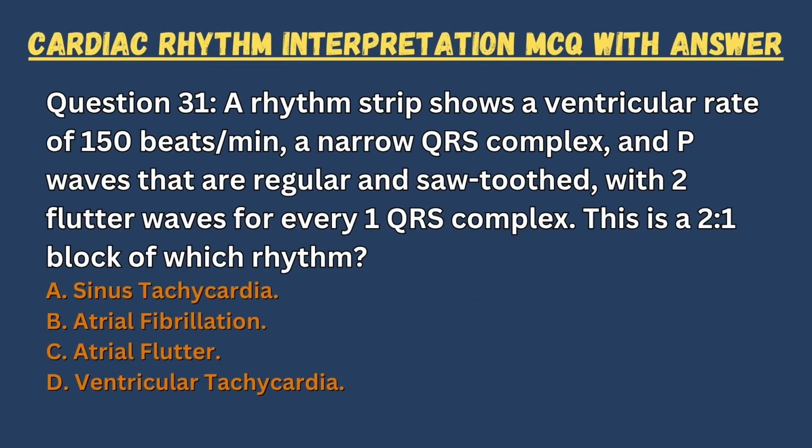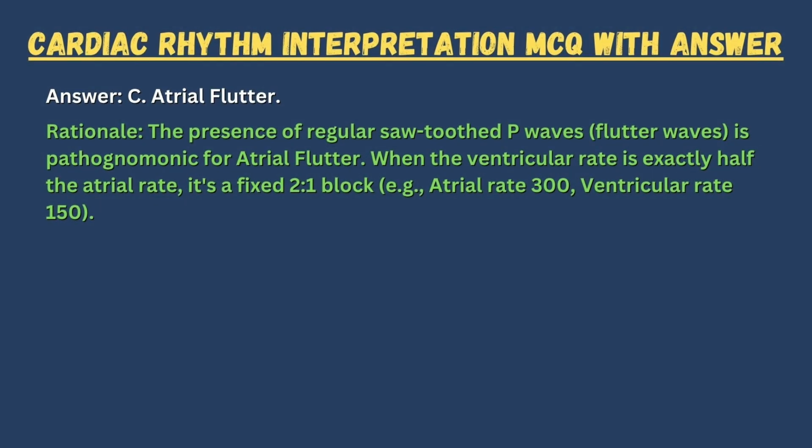Question 31. A rhythm strip shows a ventricular rate of 150 beats per minute, a narrow QRS complex, and P waves that are regular and saw-toothed, with 2 flutter waves for every 1 QRS complex. This is a 2:1 block of which rhythm? A. Sinus tachycardia. B. Atrial fibrillation. C. Atrial flutter. D. Ventricular tachycardia. Answer. C. Atrial flutter. Rationale. The presence of regular saw-toothed P waves, flutter waves, is pathognomonic for atrial flutter. When the ventricular rate is exactly half the atrial rate, it's a fixed 2:1 block. For example, atrial rate 300, ventricular rate 150.